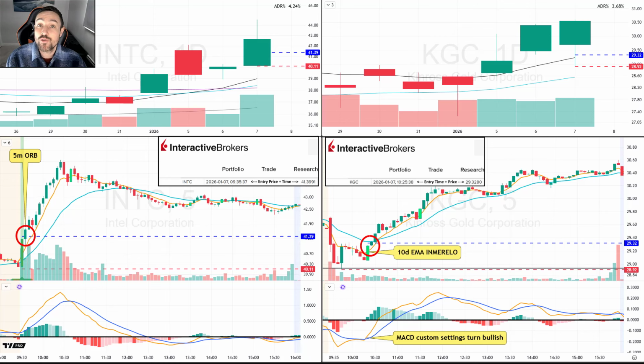Two of my favorite trading setups are the opening range breakout and also the intraday mean reversion long, also known as the Immorello. I'm going to teach you these two setups by taking you through two trades that I had on the 7th of January. That's the opening range breakout in Intel and the 10-day EMA Immorello in Kinross Gold, which is a precious metal miner.